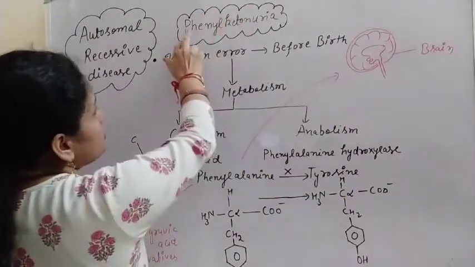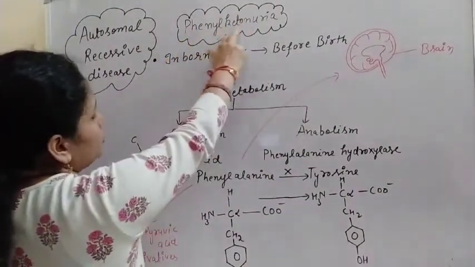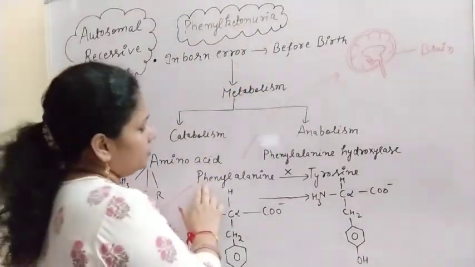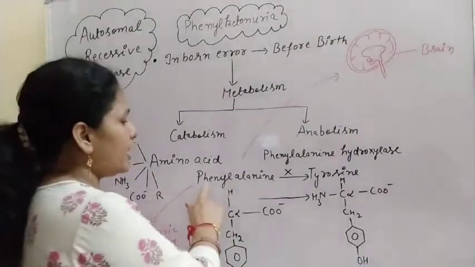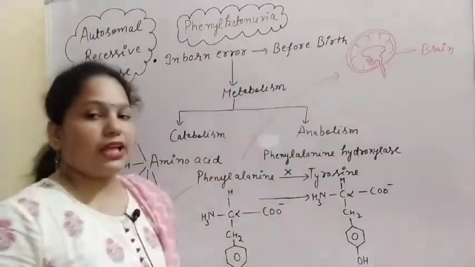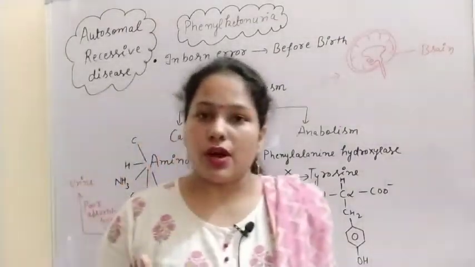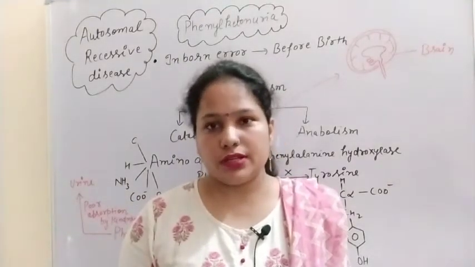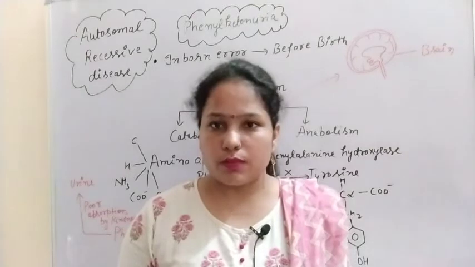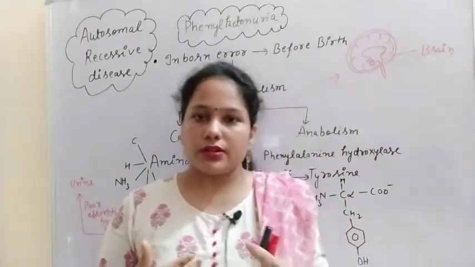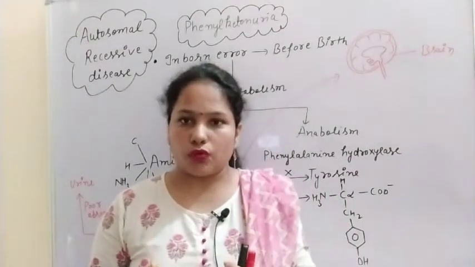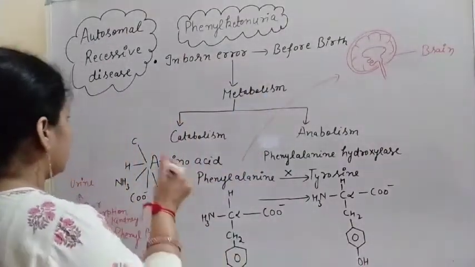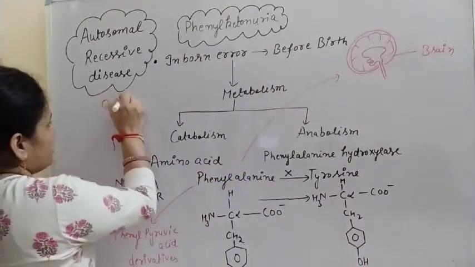phenylketonuria. So that is clear from the name, phenylketonuria. Here one reactant is there, that is phenylalanine, and this phenylalanine is an amino acid. Now the question comes, what is an amino acid? An amino acid is a biomolecule, the basic building block of proteins, because in proteins there are different types of amino acids.